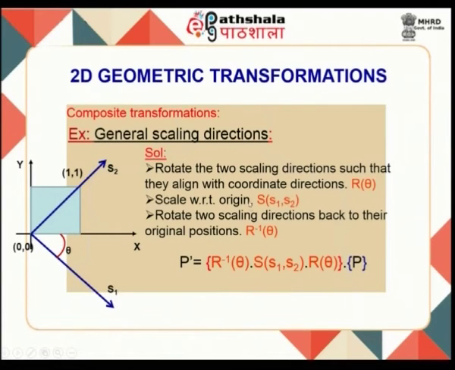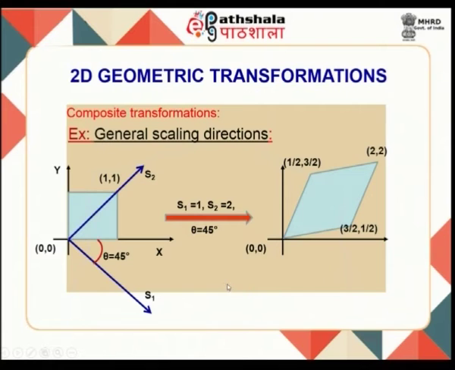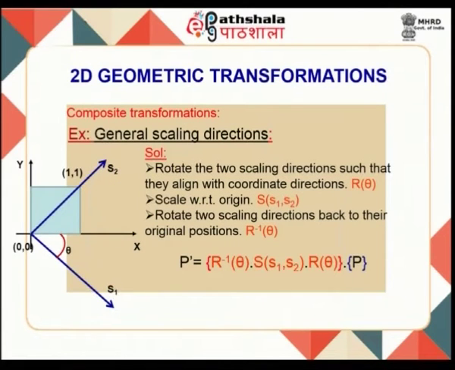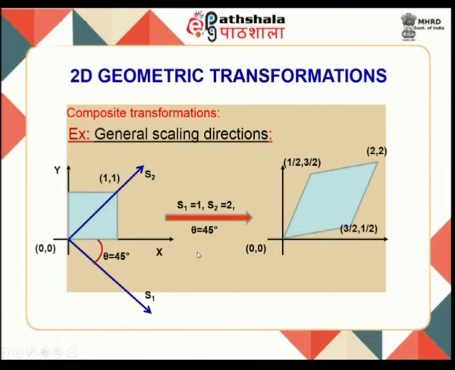The steps are shown here: R of theta, S of S1 comma S2, and R inverse of theta. That is shown here in the notation, and the matrix equivalents are shown in the next slide. Before we go to that, let us see what is going to happen to the shape. This is the square, the standard unit square with vertices 0 0 and 1 1, and you are performing scaling on this object along two mutually perpendicular directions S1 and S2. The scaling factor along S1 is 1 and along S2 is 2, and theta is 45 degrees.